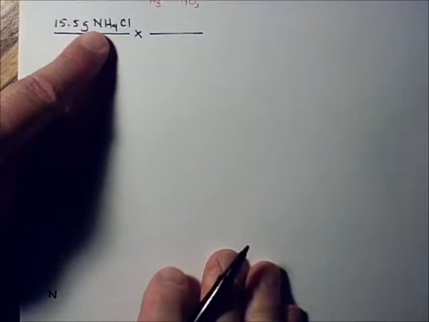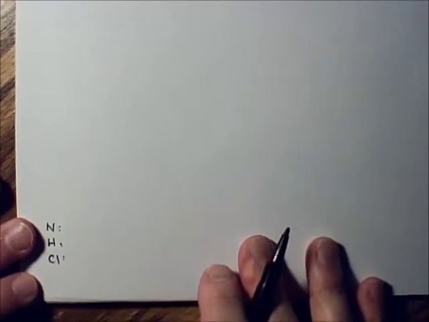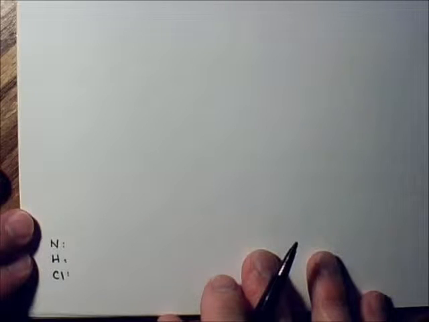What we're going to do is we're going to write down all the elements in the formula vertically. This is how I teach you to do it. And put down the atomic masses for each element. So go to your periodic table and find the atomic masses.